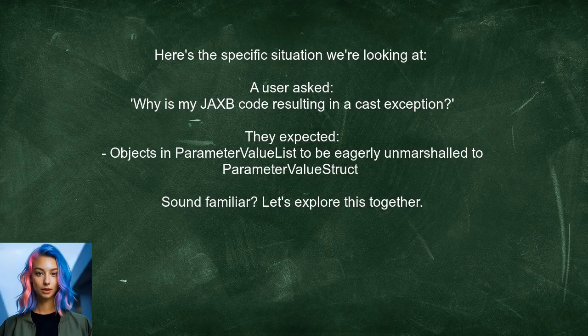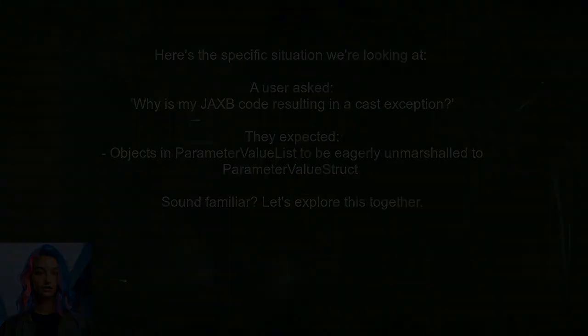Here's the specific situation we're looking at. A user recently asked why their JAXB code is resulting in a cast exception. They expected objects in the parameter value list to be eagerly unmarshaled to the parameter value struct, but it just isn't happening. Sound familiar? Let's explore this together.